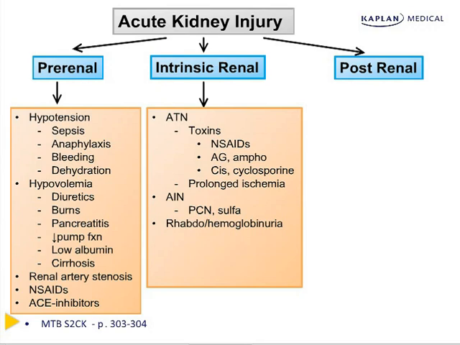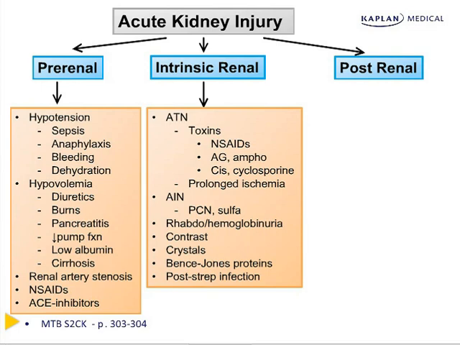Rhabdomyolysis or hemoglobinuria can also cause intrinsic AKI, as can contrast, which causes a special type called contrast-induced nephropathy, crystals, which deposit in the tubules, Bence-Jones proteins in the setting of multiple myeloma, and post-streptococcal glomerulonephritis. When you think of post-renal AKI, think about urinary obstruction.